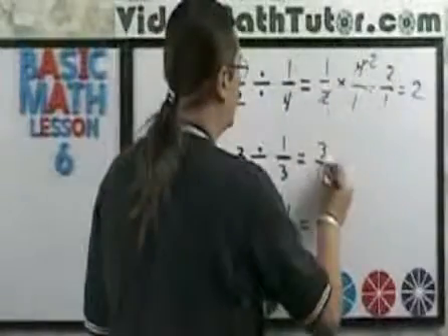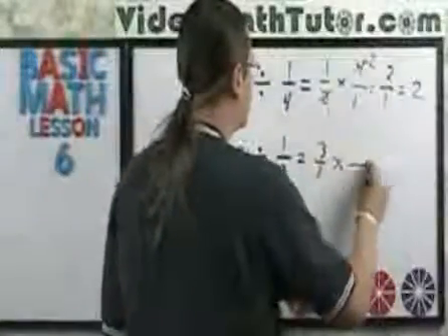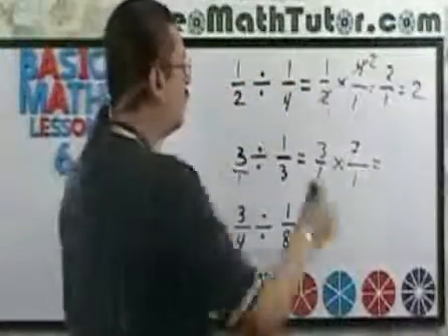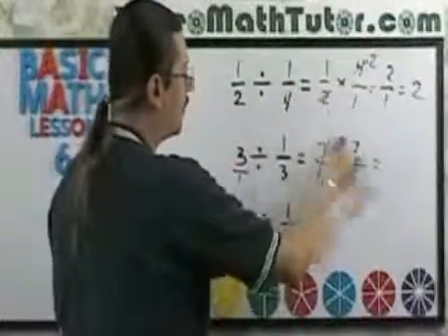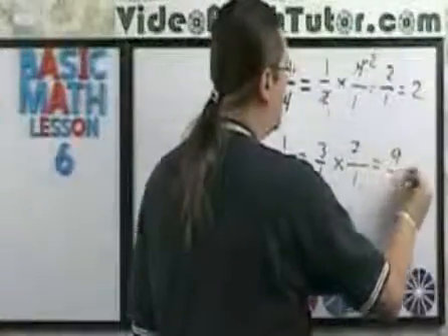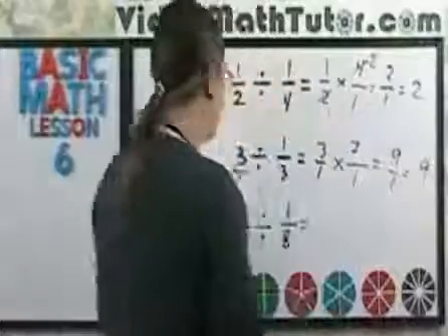Over here, place whole numbers over 1. So I'm going to get 3 over 1 times 3 over 1. Deja vu. And then, nothing cross-cancels, so we just multiply straight through. We're going to get 9 over 1, so the answer is 9.